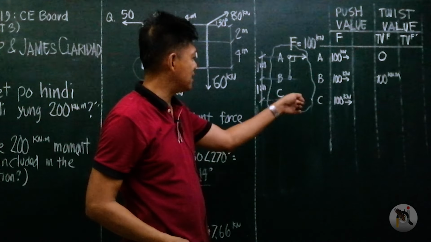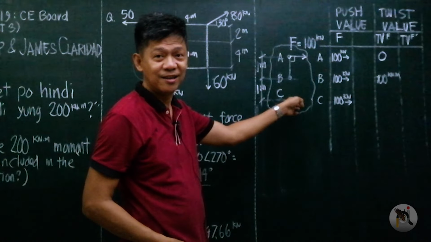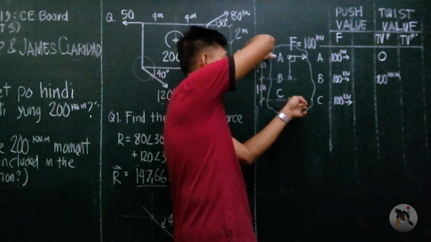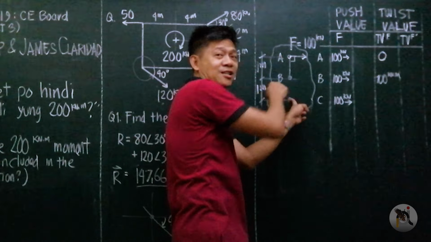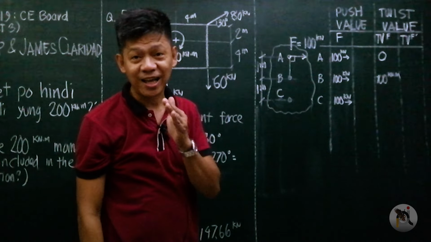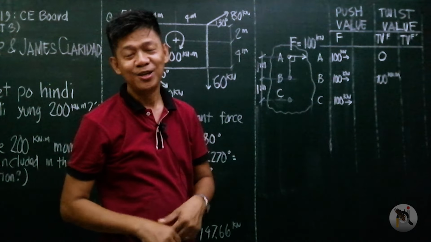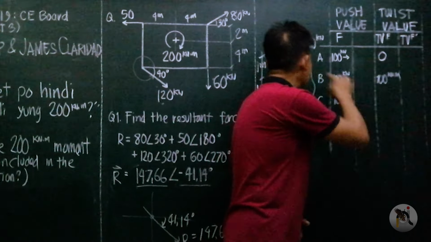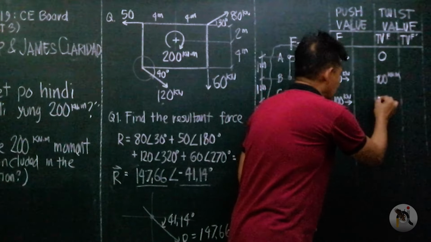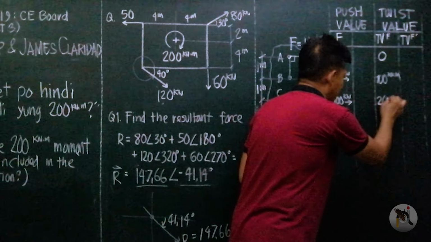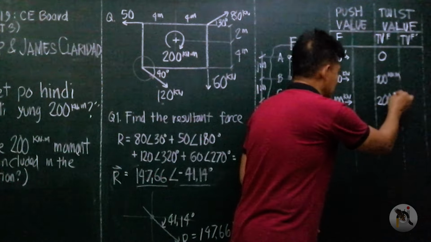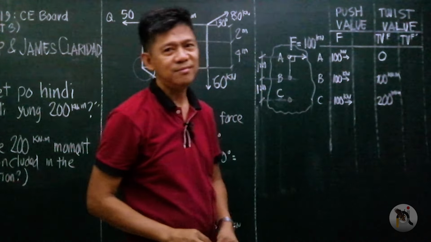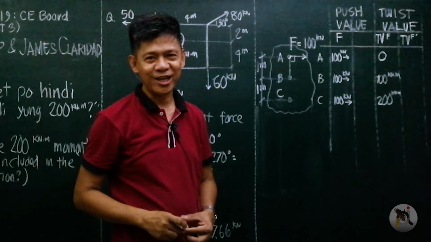While if the pin is placed at C, the twist value of this force F is the force times the distance. So there is another dimension, the distance. You multiply them, that is the twist value. So that is 100 times 2. The twist value of F at C is 200 kilonewton meter. You follow? You get it?